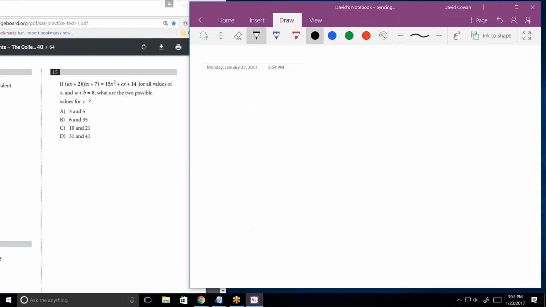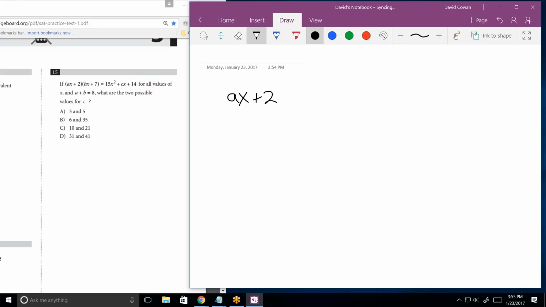That's a good question too. All of these questions are difficult. Just because it's 15 doesn't mean it's not difficult. When you see something like this, what's your first step have to be?